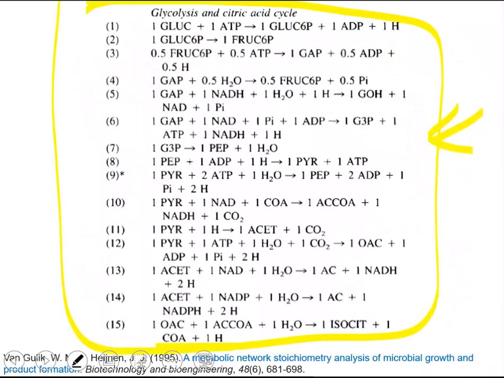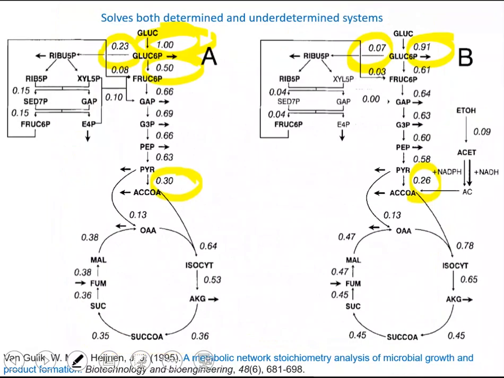So they wrote the reactions as regular reactions. The coefficients were not arranged based on carbon moles, but after they calculated their rates, they converted them to carbon moles, and that's how they represented the rates in their figures.